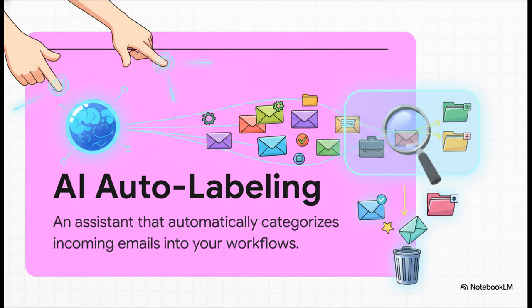Let me give you the definition straight up. AI auto-labeling is an intelligent assistant that identifies the different types of work you do and automatically categorizes incoming emails right into those workflows. So the crucial takeaway here is that you just need to tell Notion AI what's actually important to read.